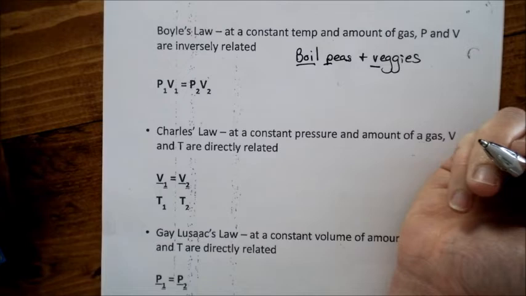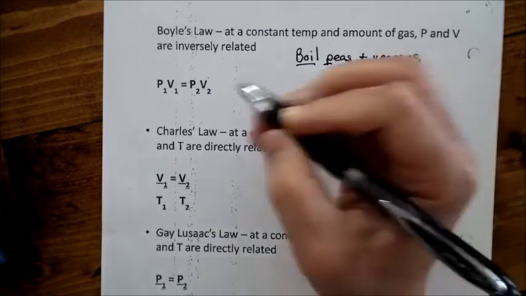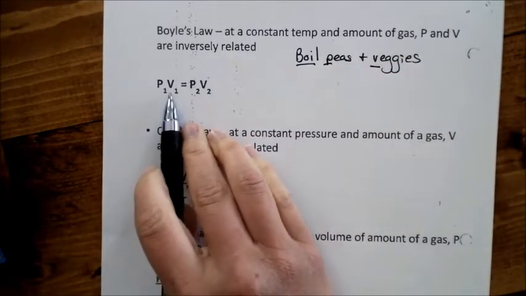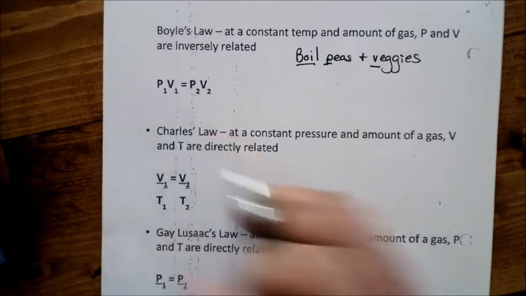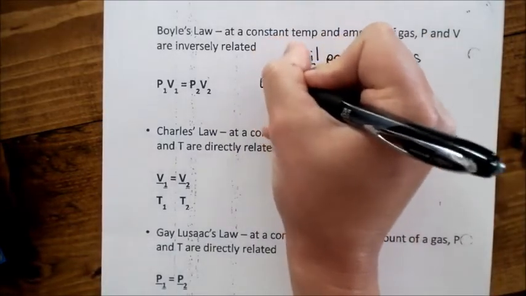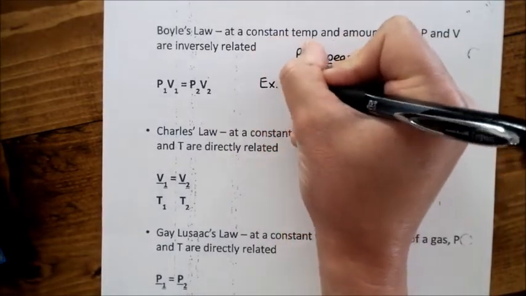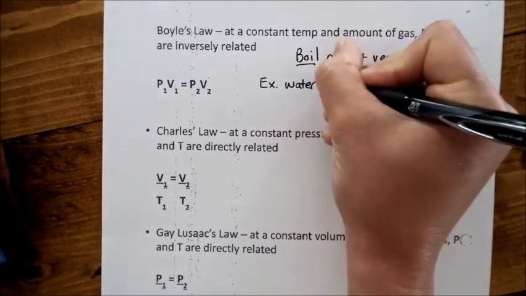As you might remember, hopefully from a few sheets ago, pressure and volume are indirectly proportional, meaning as one increases, the other decreases. So the first example I'm going to give you is that of a water bottle.